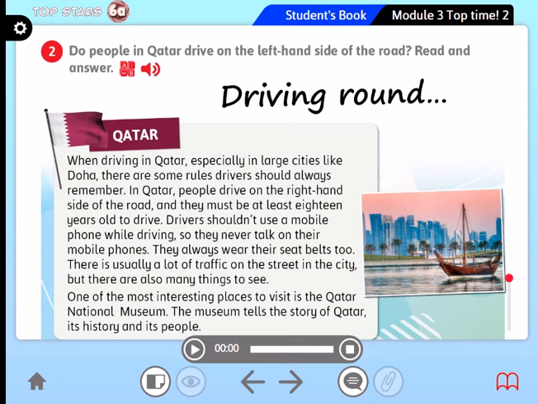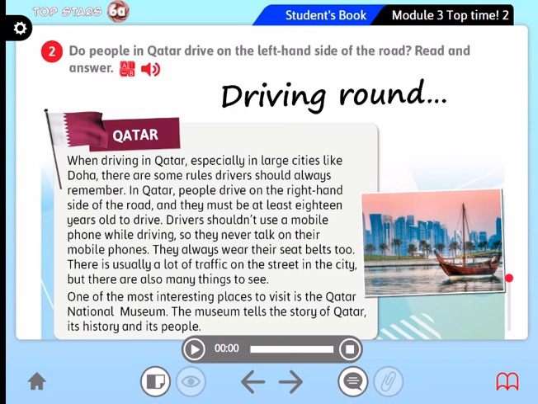Now, let's go again to our student book. Activity two. I want you to look at the pictures and tell me, what can you see? Of course, the city of Doha, Qatar, and Stonehenge in the United Kingdom. Very good. My dear students, can you think what our text will be about? They are about driving in Qatar and in the United Kingdom. Very good.